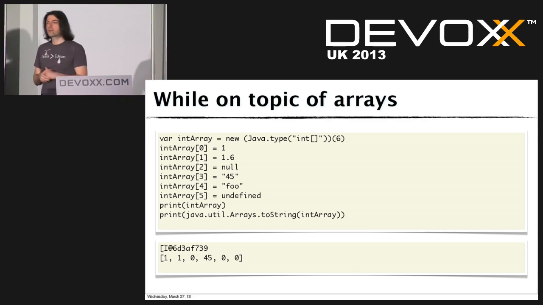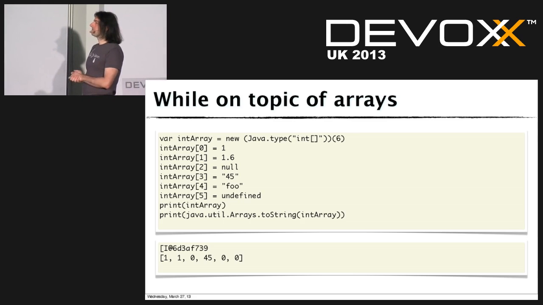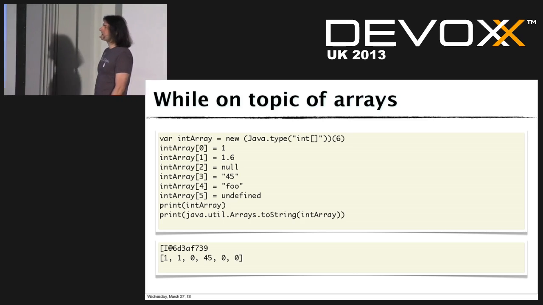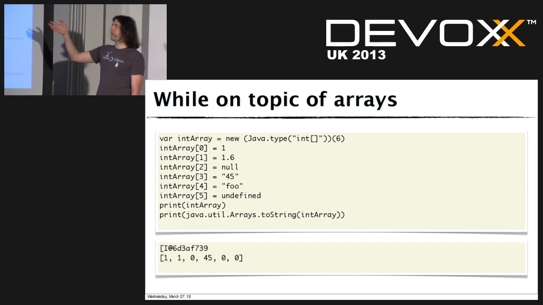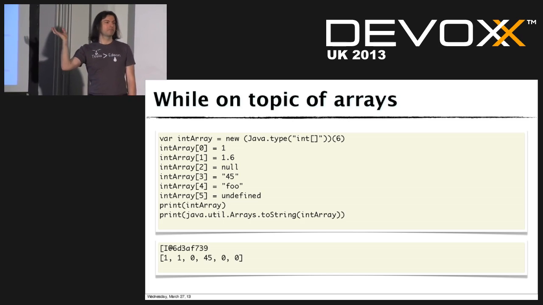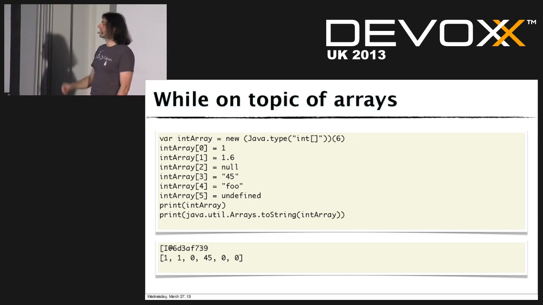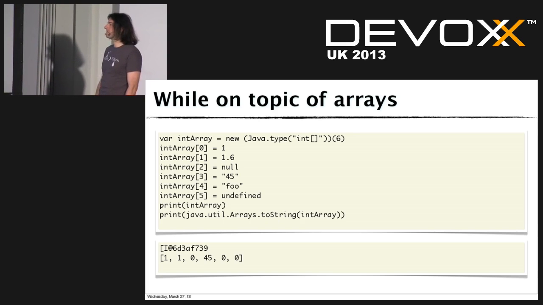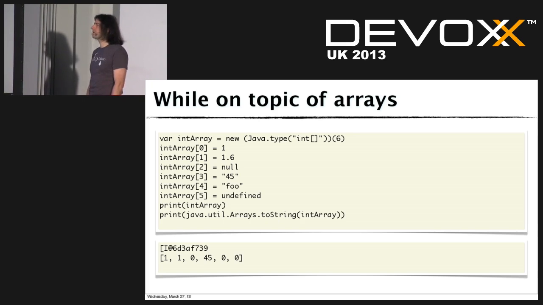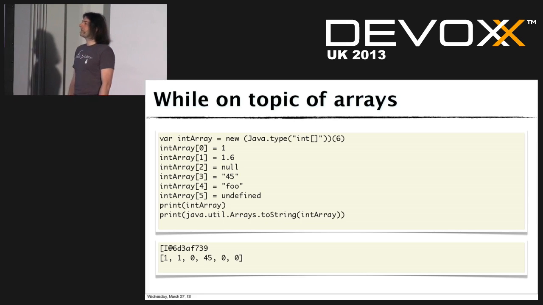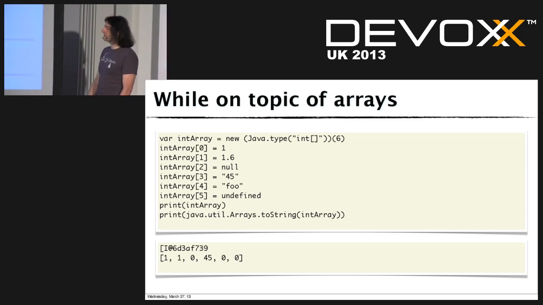All right, why are we talking about arrays? What happens when we assign stuff to an integer array? So let's create an integer array with 6 elements and then start to throw stuff in it that are, well, not integers. Okay, the first one, assign 1, fair enough. Let's assign a double, 1.6. Hey, let's throw null in it. Or what if I throw the string 45? What if I throw the string foo? What if I assign undefined? So, after all of this, let's print it and see what we get.